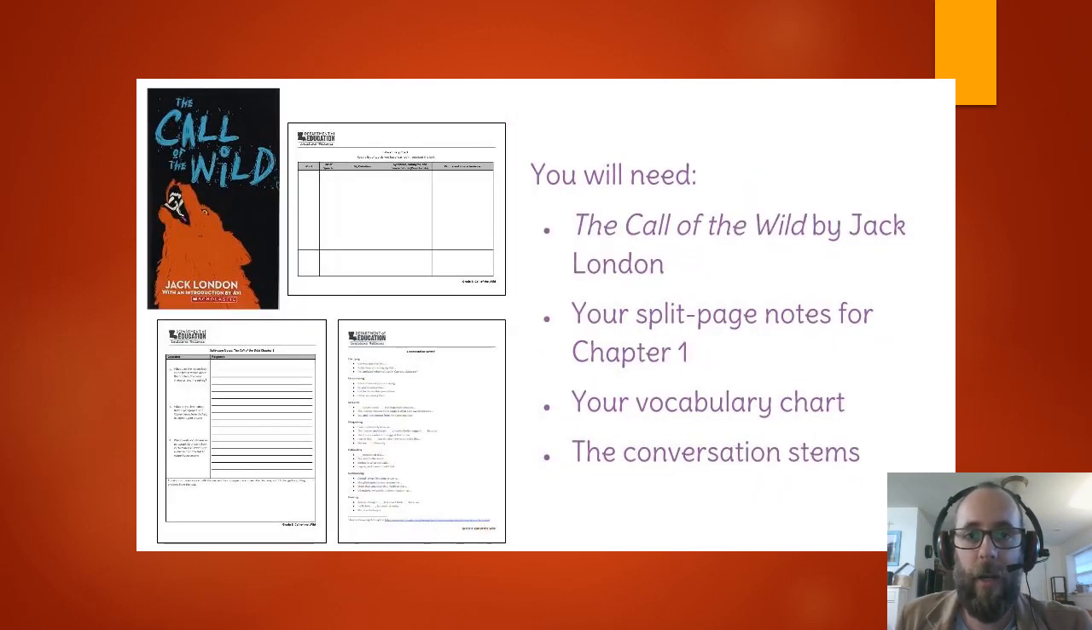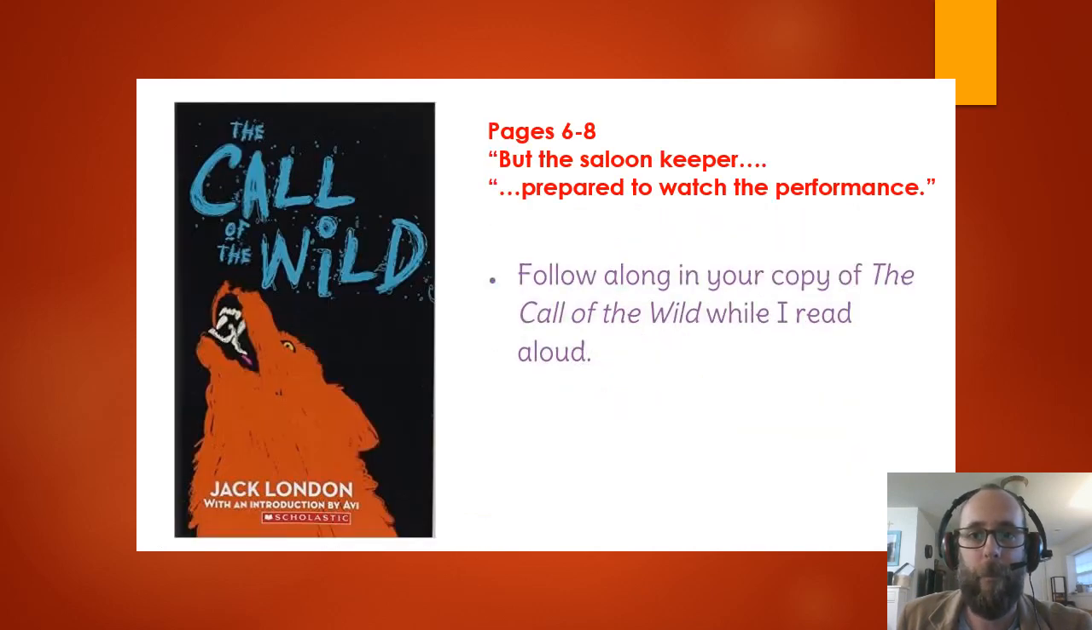So what you're going to need for this lesson is Call of the Wild. You'll need your book. Make sure it has your number on it, and that you have the correct copy checked out to you. You'll need your split page notes for chapter 1, which are pages 15 and 16 in your blue booklet, and your vocabulary chart at the beginning of your blue book. And some conversation stems. We probably won't use those today. We'll save that for another time.